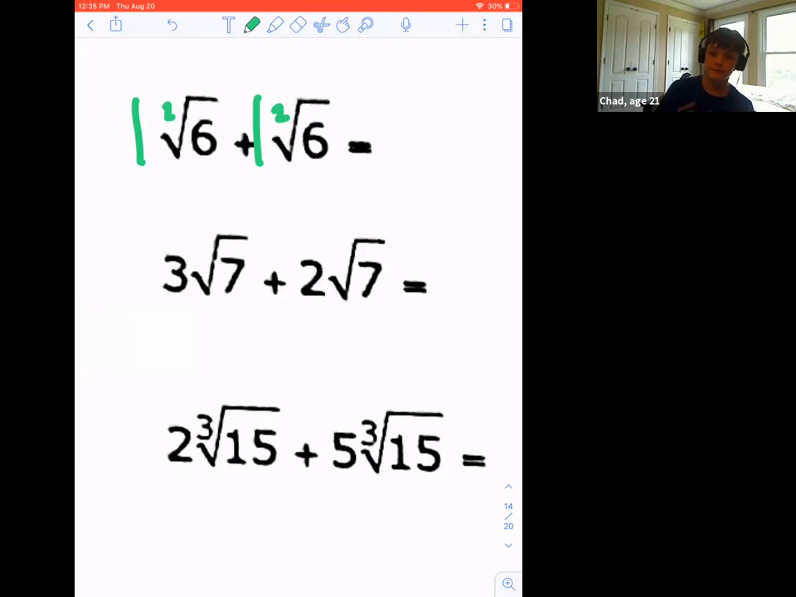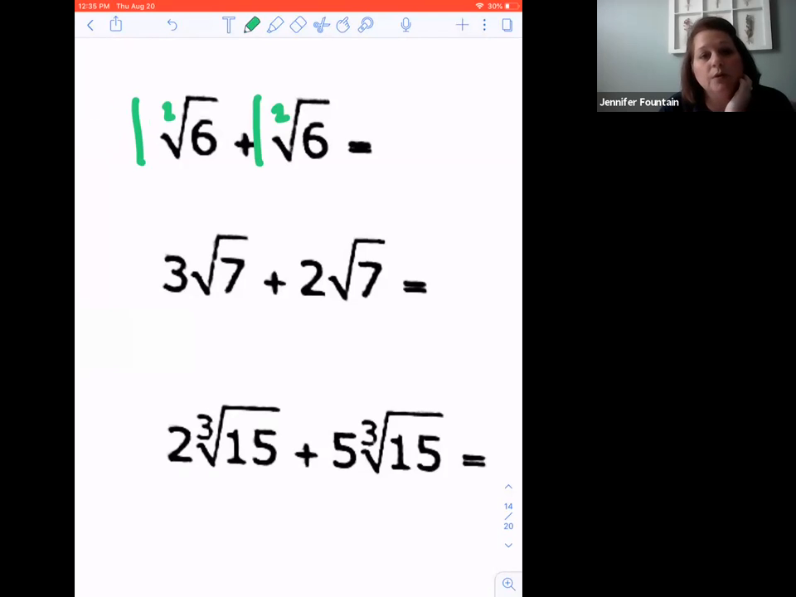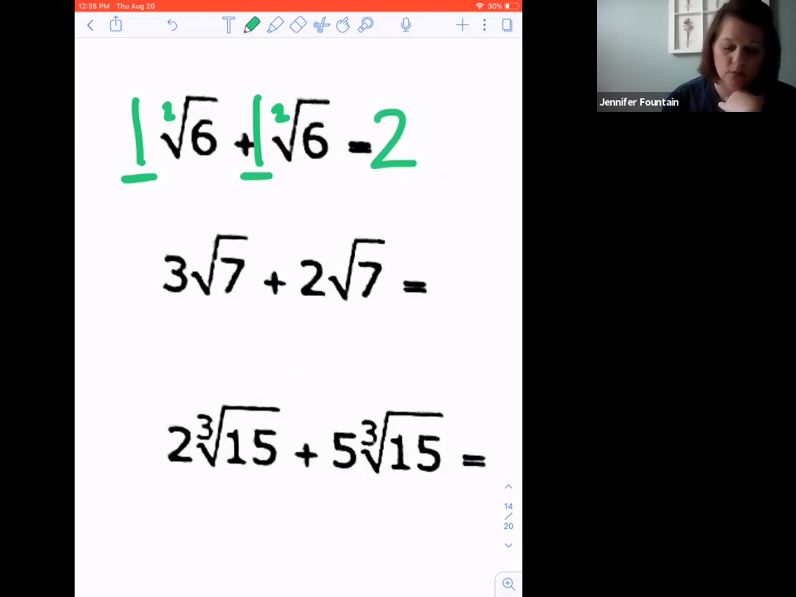So if I have the square root of 6 plus the square root of 6, I understand that the whole number 1 is in front of both of them. So I'm going to add my whole numbers. 1 plus 1 is 2. Do you see where I got the 2? And then I keep my radical the same.